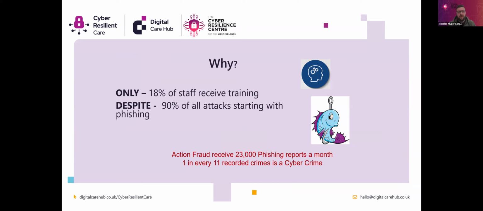So why do attacks happen? Well, phishing is the main way that cyber attacks happen. Action Fraud receive over 23,000 reports a month, and this number will only increase. However, when companies were asked about training, only 18% of them have 80% of their staff with security awareness training in place to detect things like phishing.